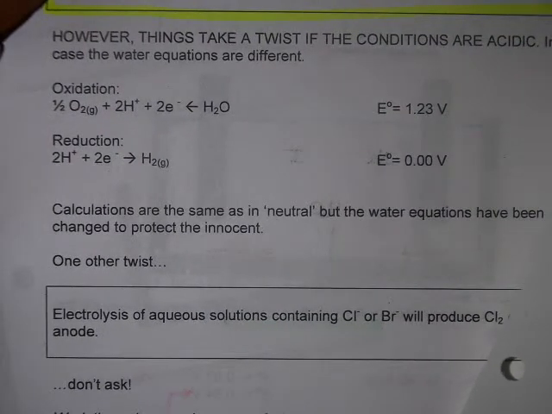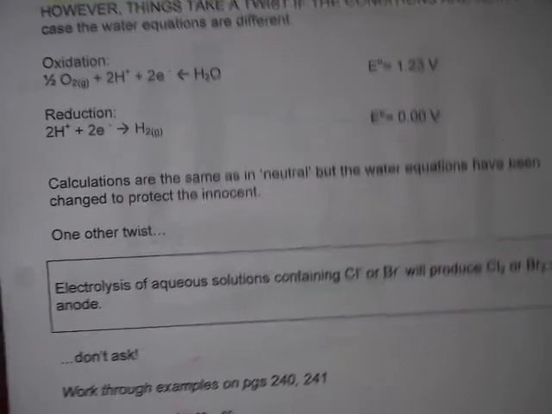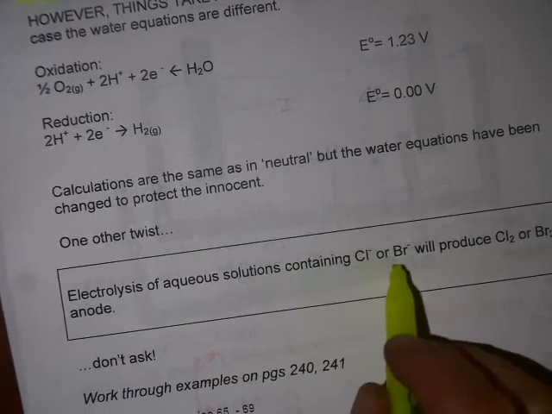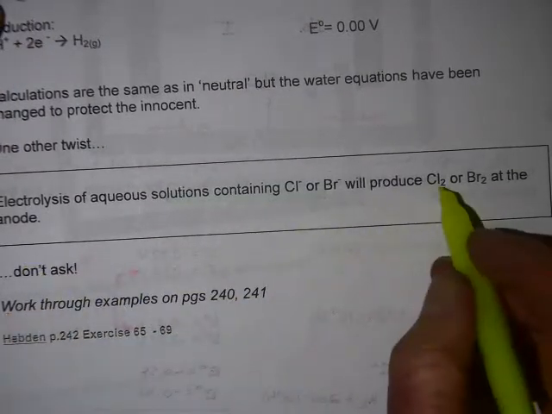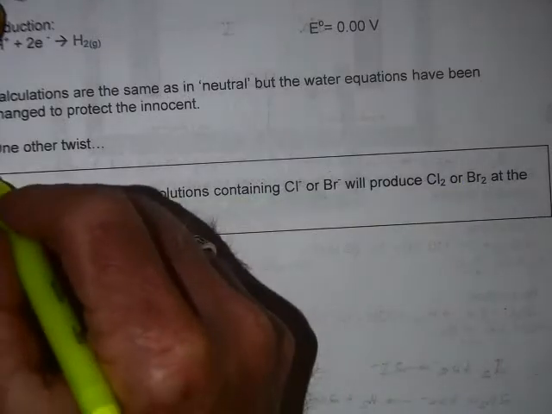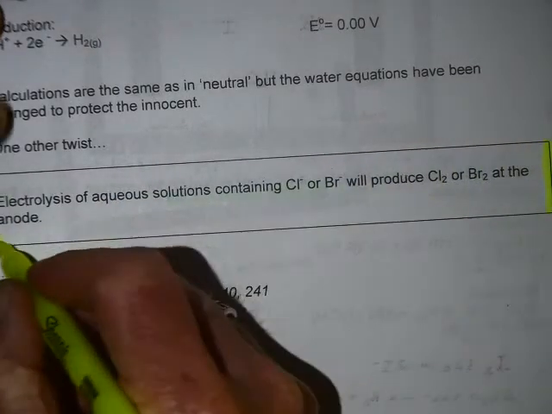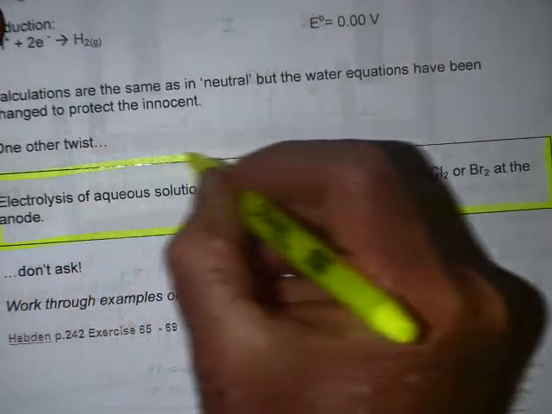The other thing that you want to highlight is this. If you have a situation where you have chloride ion or bromide ion, just chloride or bromide, not iodide, it will produce chlorine or bromine at the anode. So this is another important factor. Okay, how do you feel about that?